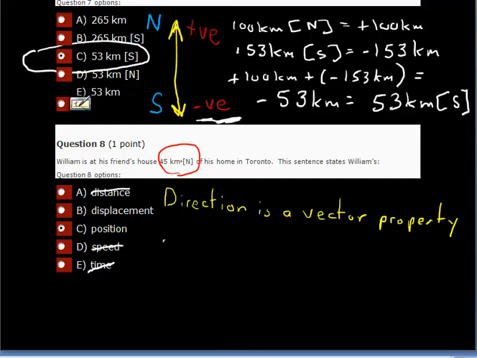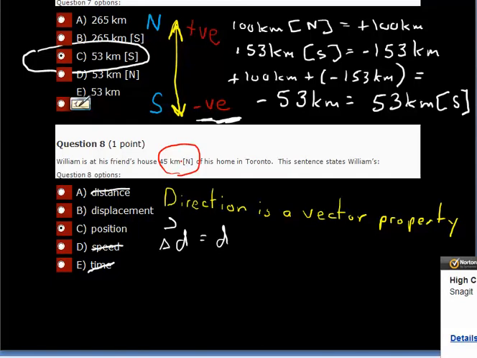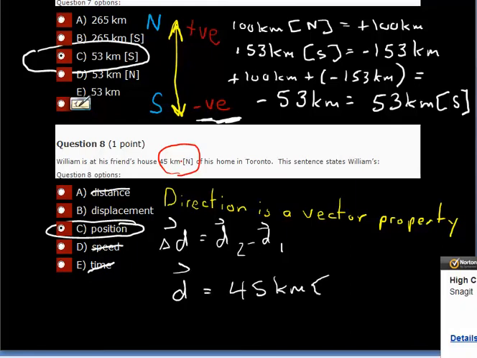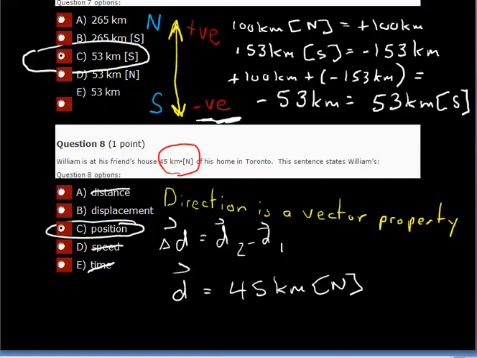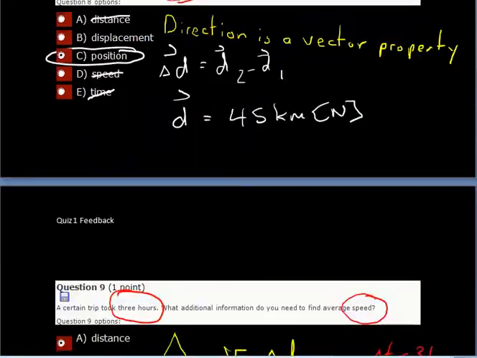Now, displacement is equal to the change in position. This is not saying how my position changes, it just says this is my position. So what you're looking for with a statement like that is position. Its position is 45 kilometers north. It hasn't gone anywhere, that's just where he is.